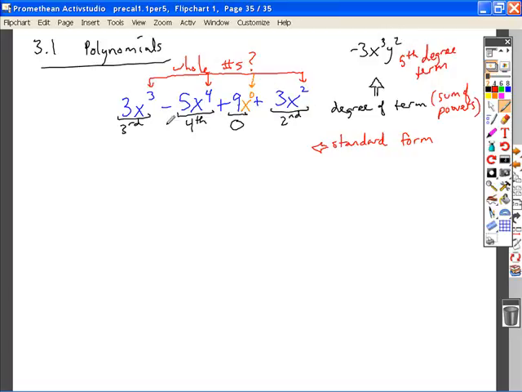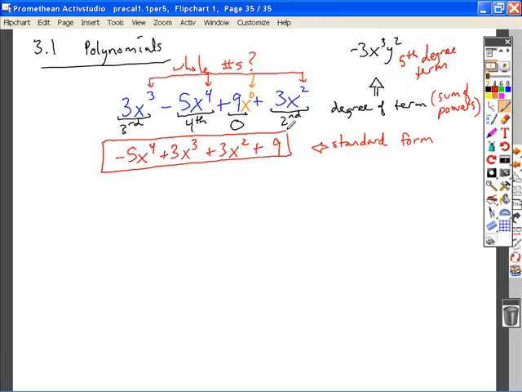Now in this whole expression, this whole polynomial, standard form occurs when you write your terms from highest degree to lowest degree. So if we looked at this expression right here and rewrote it in standard form, the highest degree term is the one with the power of 4, so negative 5x to the 4th, and then the power of 3 plus 3x cubed, power of 2 plus 3x squared, then the power of 1 if there happen to be any. There's no first degree term in this expression, and then the constant will always be last. So this is called standard form of the polynomial, from highest degree to lowest.